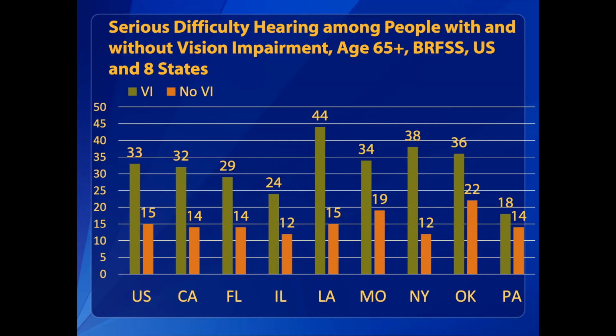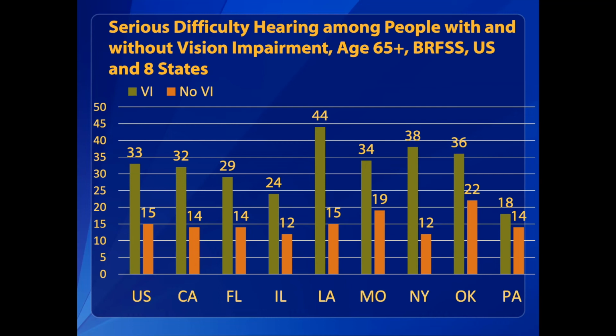Generally, people with vision impairment are twice as likely to report hearing impairment, which we already showed at the national level. But in Louisiana, 44% of older people with vision impairment report hearing impairment. It's also high in New York, 38%, high in Oklahoma, high in Missouri.